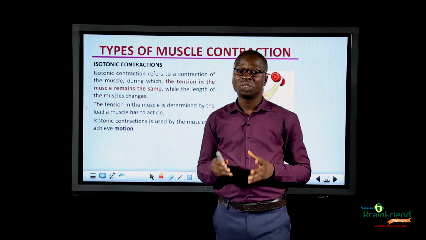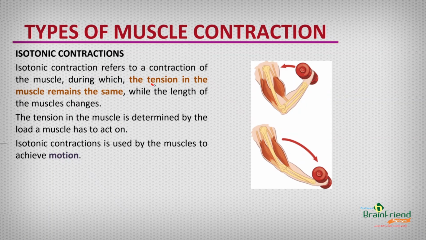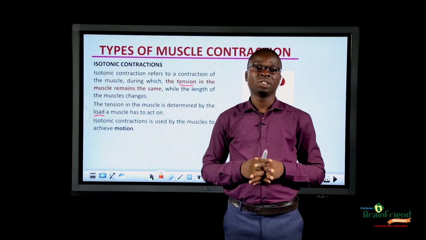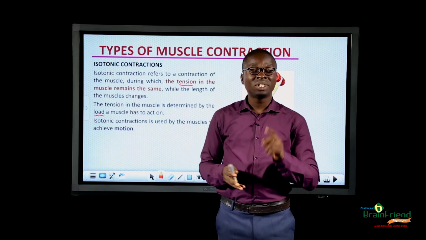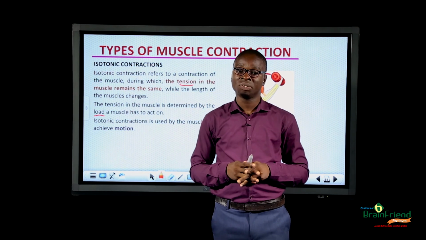Isotonic contraction refers to the contraction of the muscles during which the tension in the muscles remains the same, while the length of the muscle changes. The tension in the muscle is determined by the load a muscle is acting on. Isotonic contractions are usually used by the muscles to achieve motion, but there are two types of isotonic contractions. Let's talk briefly about each of them.